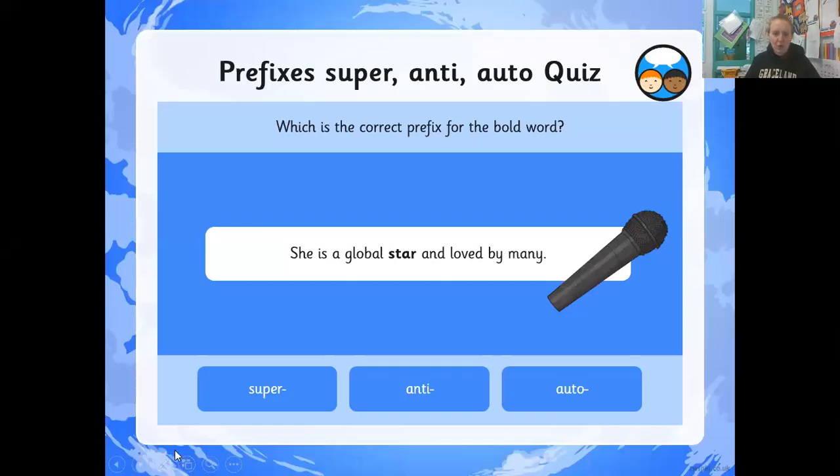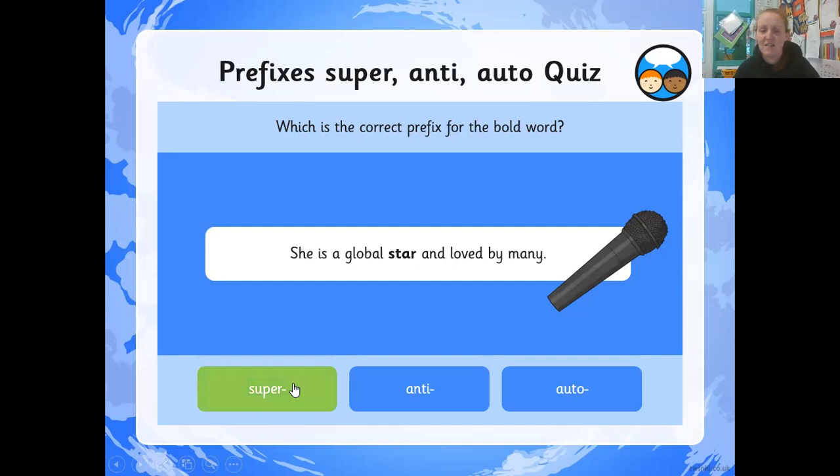Welcome back. Hope you got on okay with your work today, children. So we're just going to do a quick quiz to finish off today's prefix lesson. So we've got to choose the correct prefix for the bold word. She is a global star and loved by many. Which of the prefixes do I add to star? She is a global anti-star. That means that she's against the star. She's a global auto star. That means that she's her own star. Or she's a global superstar and loved by many. Well done, it's superstar. Click on there.